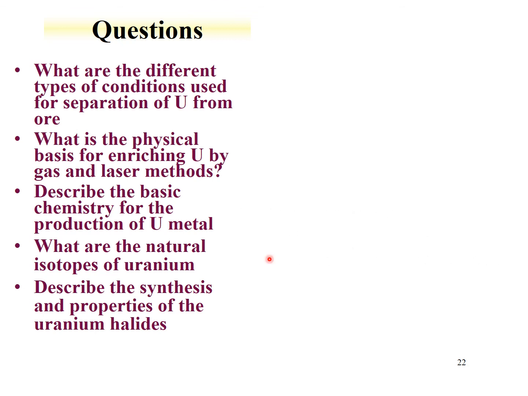What are some of the natural isotopes of uranium? As we discussed earlier, there are the uranium-235, which is 0.7%, uranium-238, which is the bulk of the uranium, and then some uranium-234, which is in equilibrium with uranium-238 due to the decay route. And some synthesis and properties of the uranium halides. Well, we discussed those previously, where we talked about starting compounds for the formation of uranium metal, and these can be achieved either from using the uranium metal with the acids or the gases.